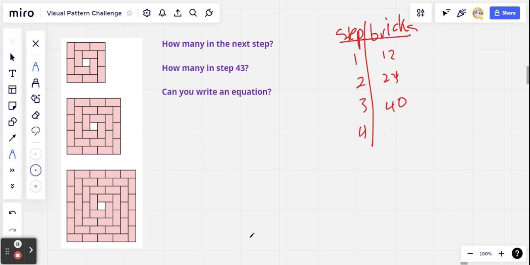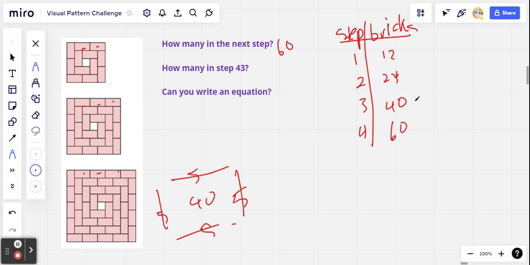Now let's see if we can predict step 4, because we're going to add one more layer of bricks, and it looks like on a side there's 2 bricks in the outer one, and then 3 bricks, and then 4 bricks. So I think we're going to have 5, 5, 5, 5 wrapped around the outside of that 40. So that would be 40 plus 4 times 5, which is 20. That would be 60 altogether. So that's my prediction for step number 4.